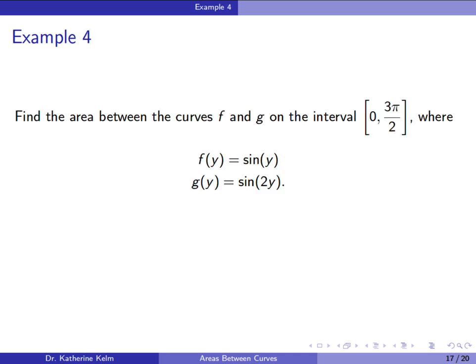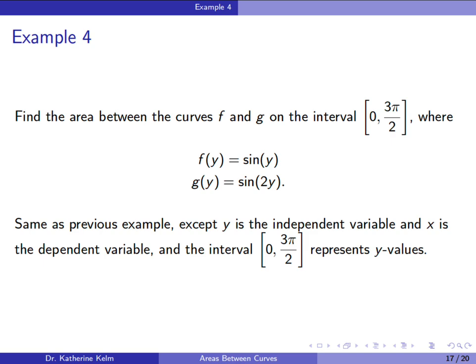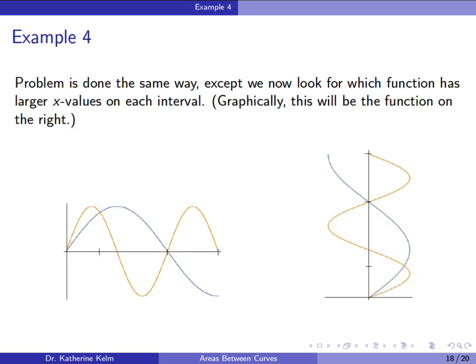Here's our last example. Find the area between the curves f and g on the interval from 0 to 3 pi over 2, where f of y equals sine of y and g of y equals sine of 2y. Now you might notice that this looks very similar to example 3. The only difference is that y is the independent variable this time, and x is the dependent variable. So the interval from 0 to 3 pi over 2 represents y values. The problem is done the same way, except we now look for which function has larger x values on each interval.